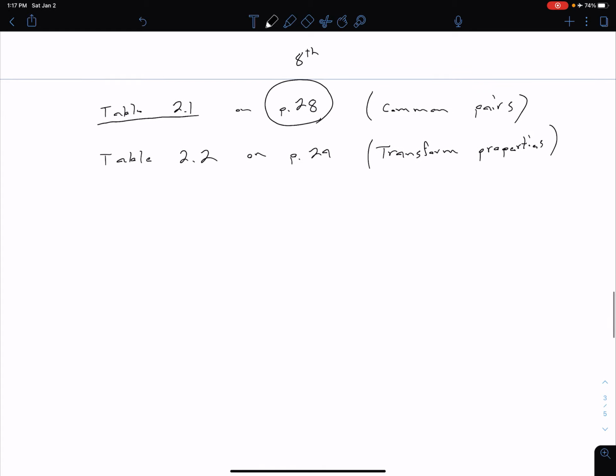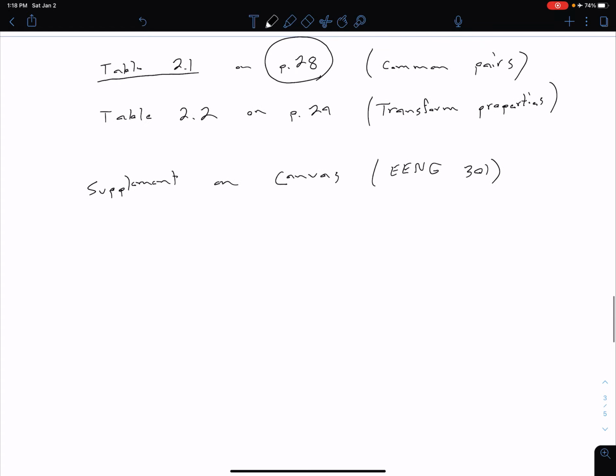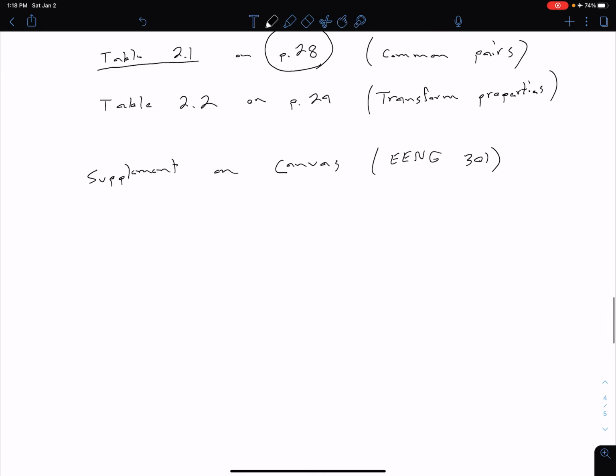I'm also going to put up some supplemental info on Canvas. These are some notes from where I teach this material in ENG 301, or at least I have the past couple semesters. So this gives you a little more detailed look into some of these things that we're sort of glossing over. You can also go back and look at some of the videos. I'll either link those or mention those in class so you can find those easily if you want to review a little bit.